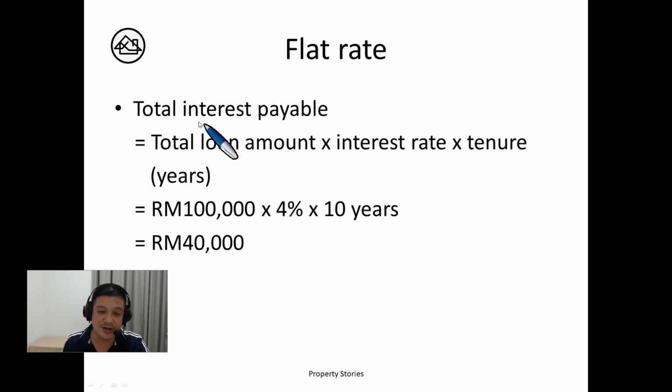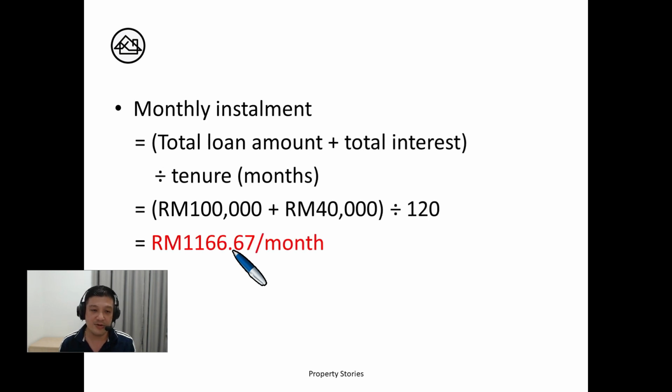So first you count total flat rate. This is how you count. Total loan amount times interest rate times 10 years. So total loan amount just now was 100,000. You times 4% times 10 years. Okay? So this is interest only. Total interest payable is already 40,000. 40,000 for the whole 10 years. Then you add that 40,000 to the principal.